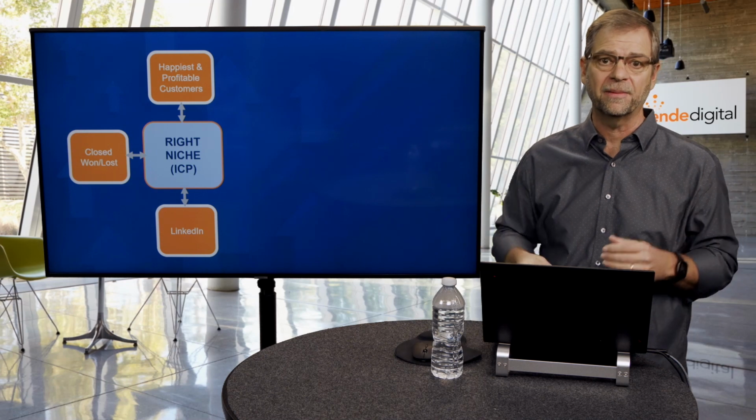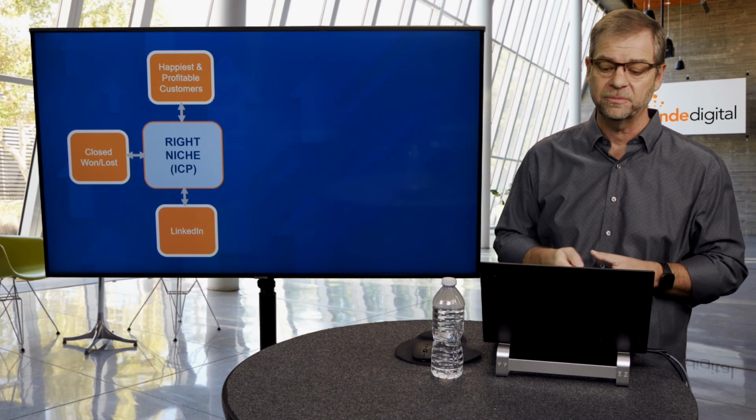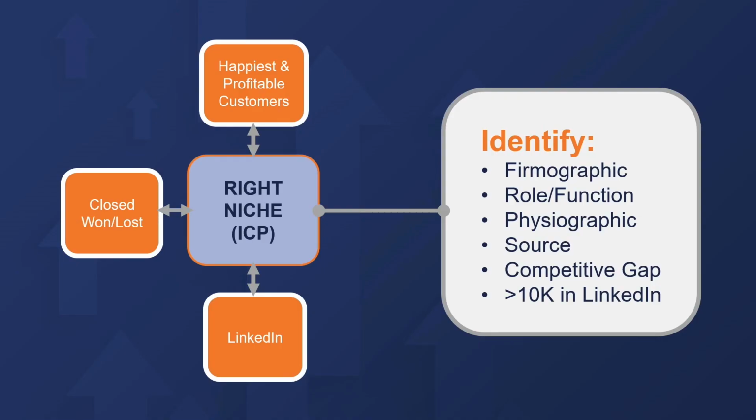Now let's go see how big that market is, and if it's big enough, great. If it's not big enough, then maybe we've got a targetability issue. So once we look into those buckets, these are the things that we're looking for right here. So we're looking for firmographic commonalities. We're looking for role and function.